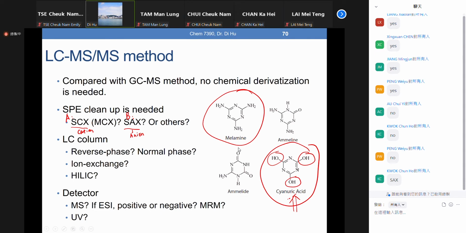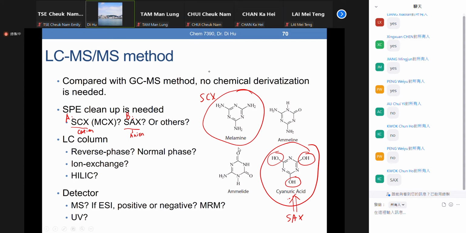That means after we treat the sample, if you want to achieve enough sensitivity for both melamine and cyanuric acid, after all the sample extraction steps and before you go through the column, you may want to separate the extract into two halves. One half goes through SAX. The other half goes through what? SCX, right? And then there will be different things. If you want to make melamine charged, because before we load the sample onto the strong cation exchanger, you want it to be charged.